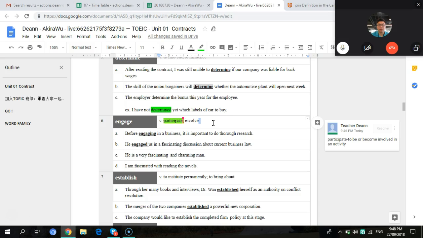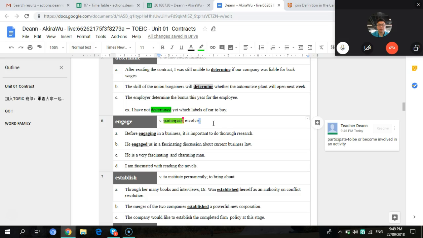So this time, let us read and discuss the following sentences that we have below. Can you start with letter A? Before engaging in business, it is important to do thorough research. Next. He engaged us in a fascinating discussion about current business law. He is a very fascinating and charming man. I am fascinated with reading the novels.